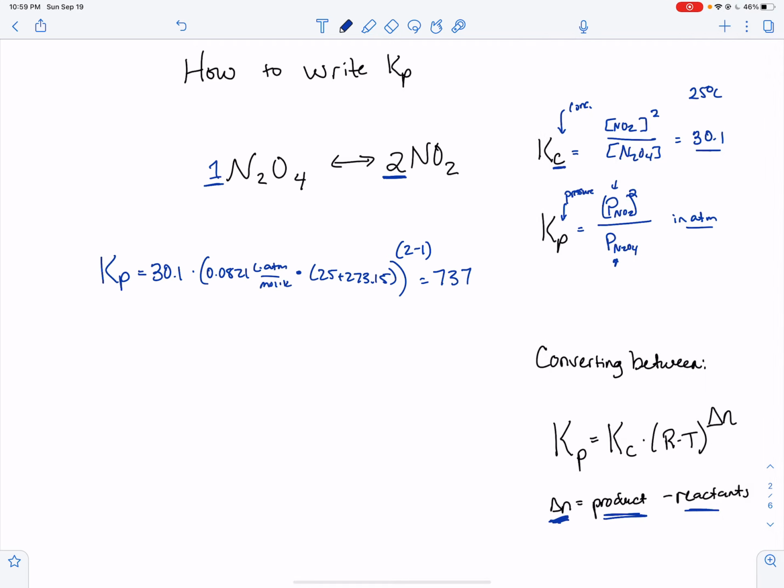And just keep in mind that your delta n could be positive, it could be negative. If this equation had been written opposite, with NO2 going back and forth to N2O4, well, then your products are 1, and so it would have been 1 minus 2. So it's okay if that turns out to be a negative number. That's totally fine.